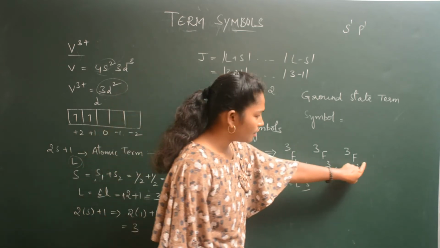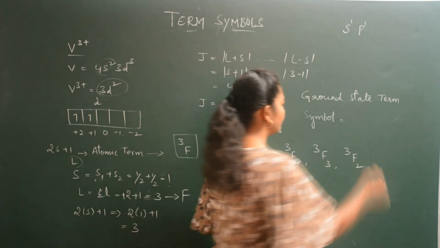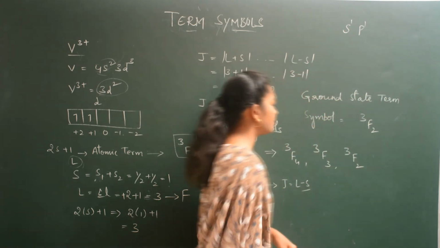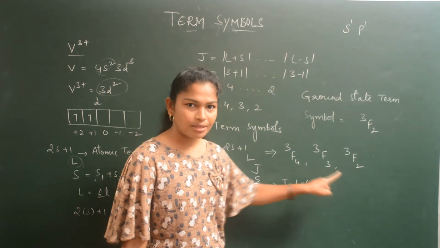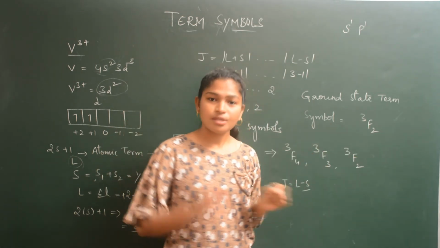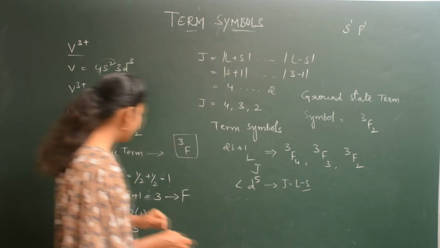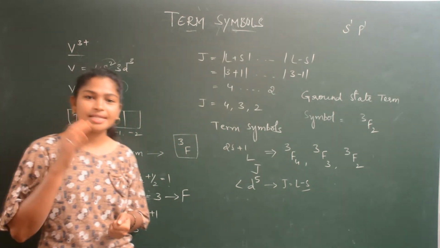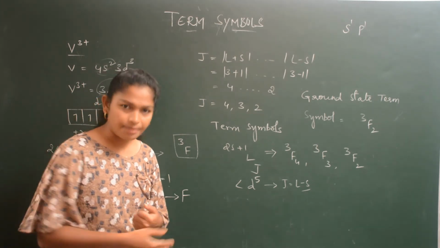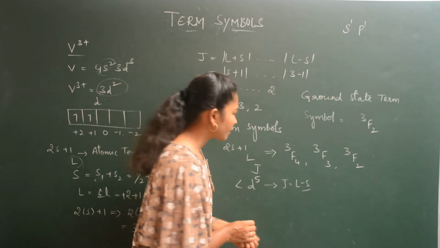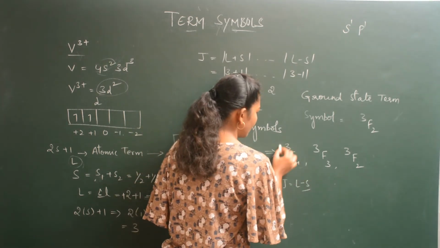So that means a small value. So this is the ground state term symbol. Among these term symbols, the ground state term symbol is 3F2. Suppose the d system is more than half filled, that means if it is a d6, d7, d8 system, then what will be the possible ground state term symbol now?